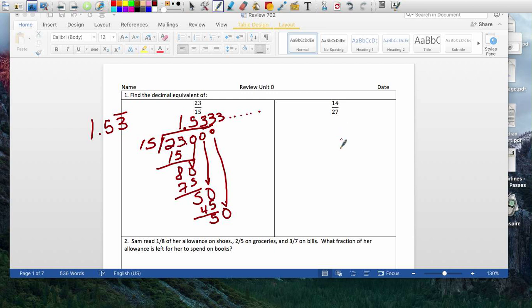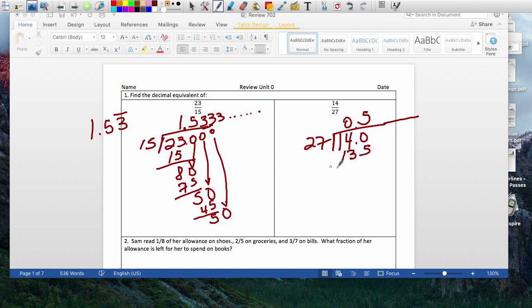14 over 27. Numerator goes inside. 27 goes outside. 27 doesn't go into 14, but it definitely goes into 140. I have no idea how many times. Maybe 4. No, 5. 27 times 5 equals 135.